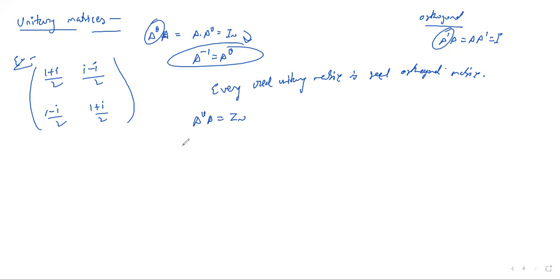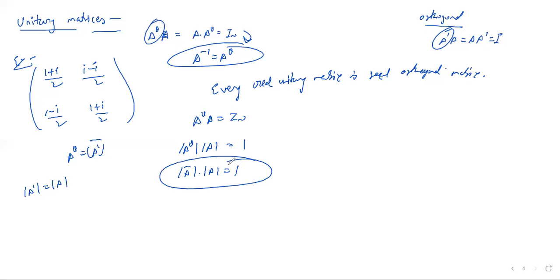So let's just take the determinant of this. That will be determinant of A theta, determinant of A is equal to determinant of identity, that will be equal to 1. And from this we got that A theta is defined as A transpose conjugate, and we know that determinant of A transpose equals determinant of A. So we can write this as determinant of A conjugate into determinant of A, and that will be equal to 1. Okay, this condition will hold if modulus of determinant of A is equal to 1.